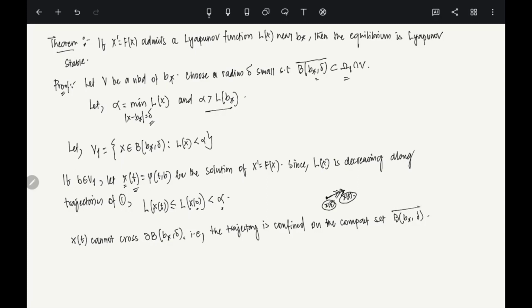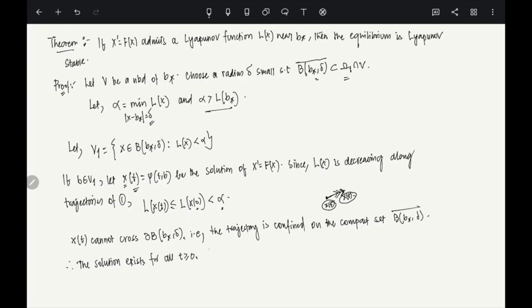But you remember we talked about this property a long time back, right? While talking about the maximum interval of existence, right? That if you have a trajectory which is confined on a compact set, then what happens? Therefore, the solution exists for all time t greater than 0.